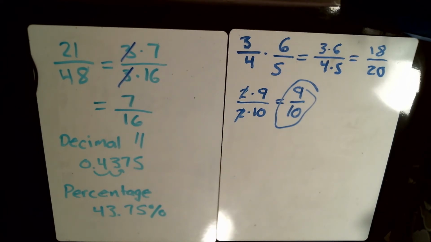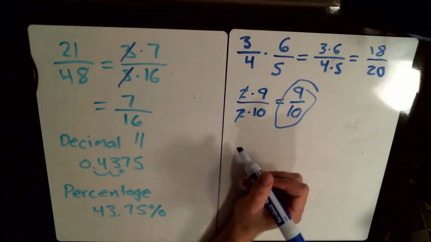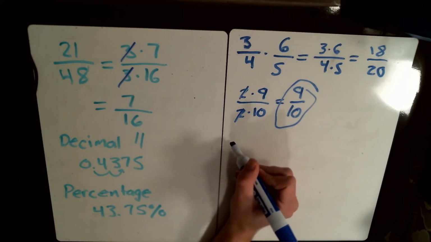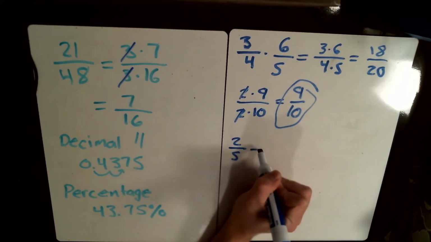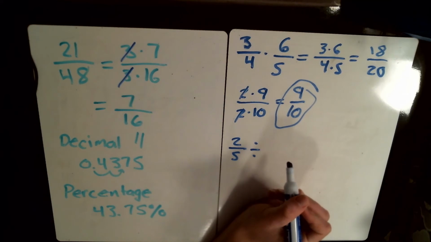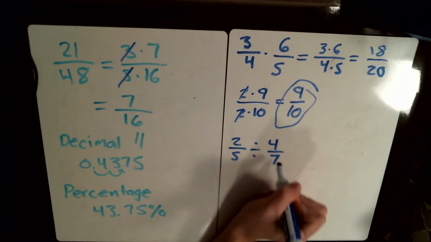Okay, so that would be our answer there when you're multiplying fractions. Multiplying fractions, you just go straight across. It's fairly simple, right? Hopefully you remember doing this. Dividing fractions is a little different. Let's try an example of that. So let's do 2/5 divided by 4/7. Okay.